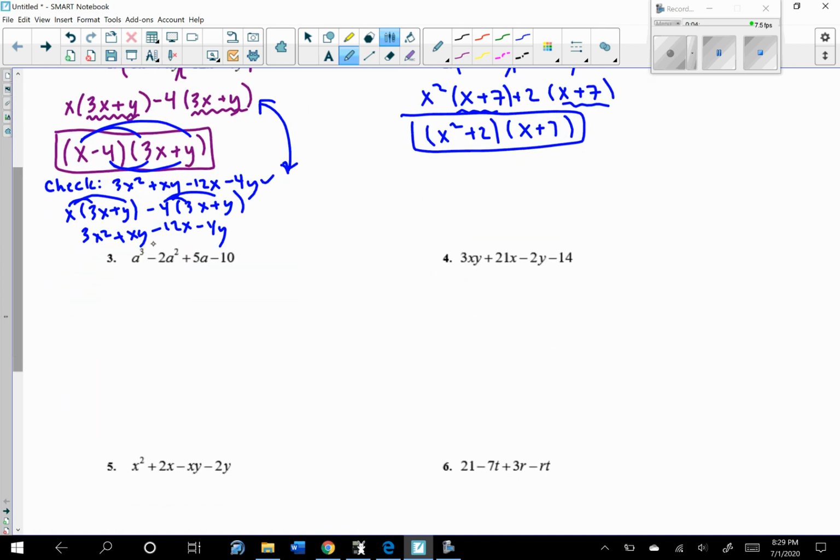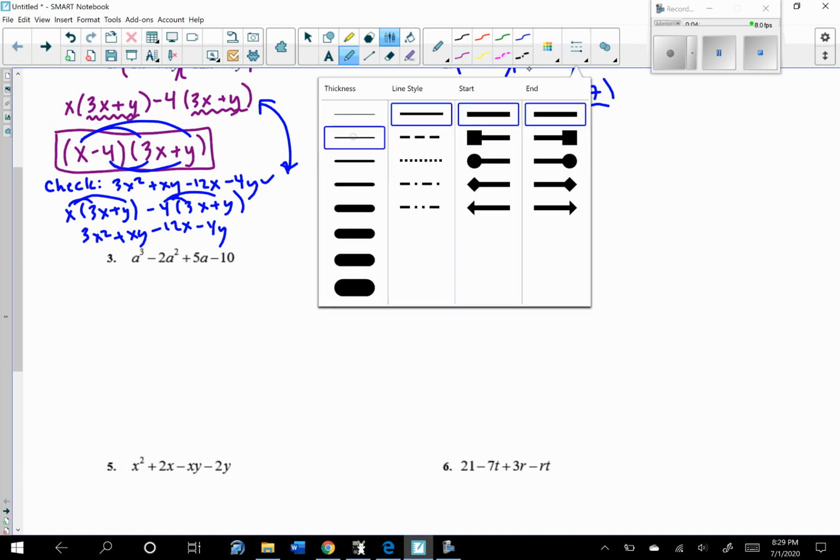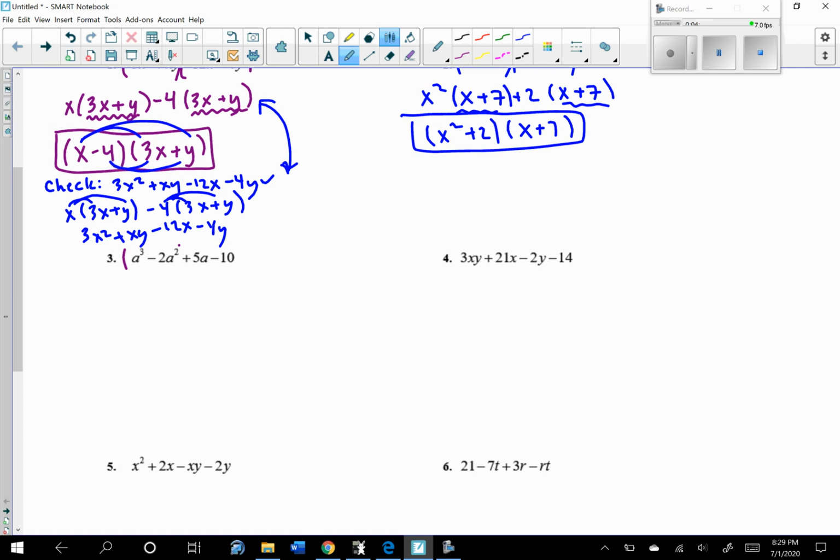Looking at question 3, same thing. So if we go back here, we're going to group our terms. So this, take out the GCF. So that would be a squared. So this becomes a minus 2. Over here, the GCF would be plus 5, because that was a plus there.